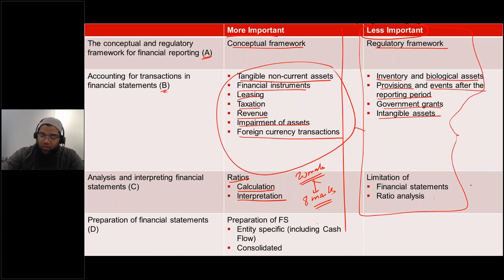You just need 7 more marks according to our target. We had planned 15 marks in section C. So these 7 marks you need from the ratio analysis, from the limitation of the financial statements and the other areas, which are also a part of the analysis and interpreting the financial statements. And then we have preparation of the financial statements, which includes entity specific, including the cash flows and the consolidated financial statements. So this was an overview of your syllabus, which areas actually you need to learn.